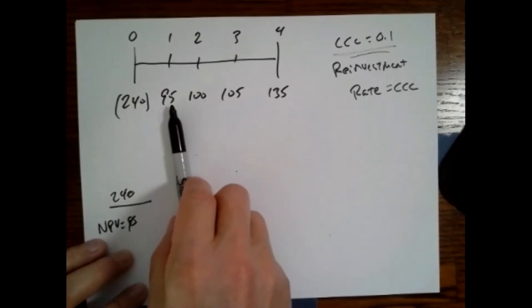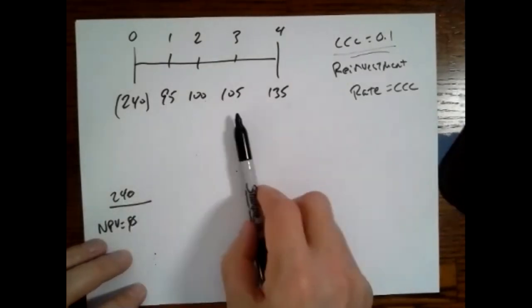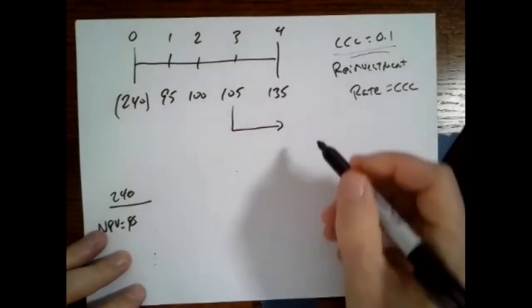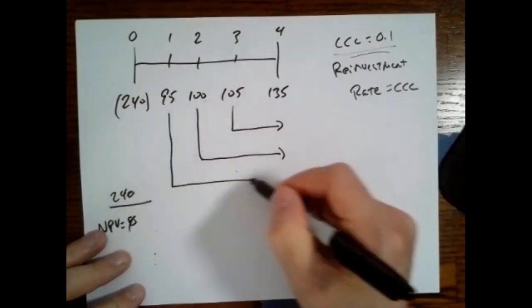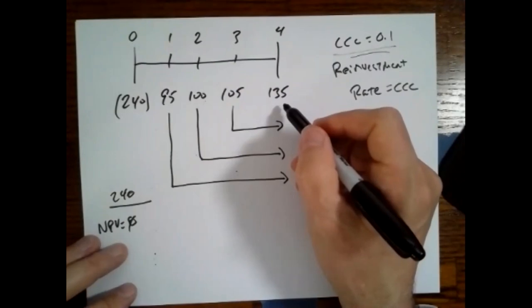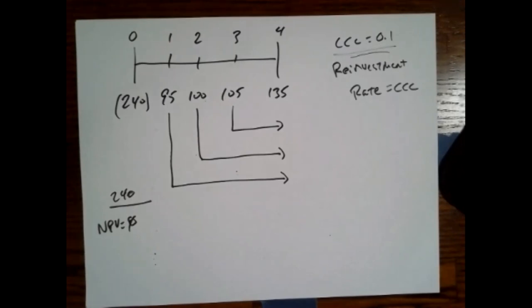So now we're going to try to bring 95 into the future, 100 into the future, 105 into the future, and 135 into the future. So that's going to look like this. I'm going to bring 105 into the future. I'm going to bring 100 into the future. And I'm going to bring 95 into the future. What do I have to do with the 135? I want to bring that 135 into the future. What do I need to do?